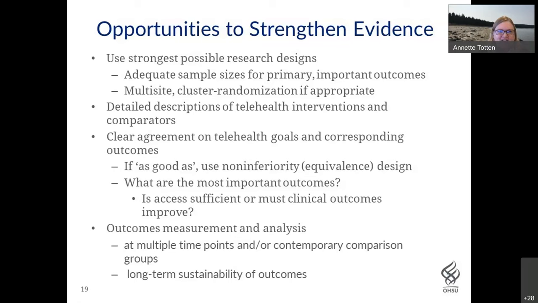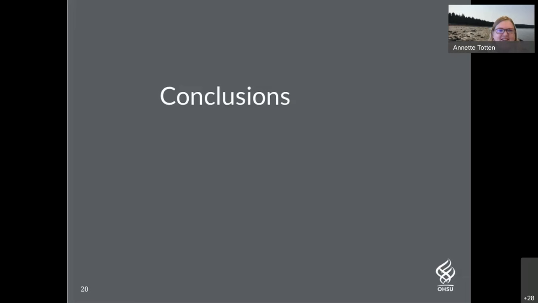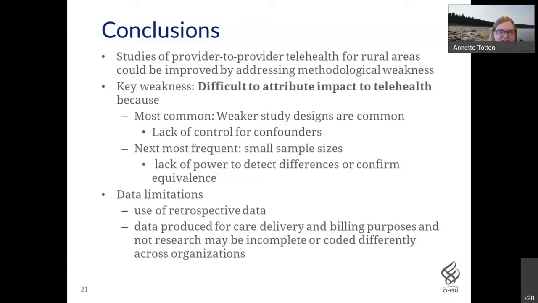If you could go to the next slide. So to wrap things up, a couple of quick conclusions. Next, last slide with real content. Not surprising, I'm a researcher, and we almost always say this, that the evidence could be improved by addressing some of the methodological weaknesses. And I think the underlying issue for most of the literature is that it's difficult to attribute the impact of outcomes to telehealth when the study designs are weaker and the sample sizes are smaller.